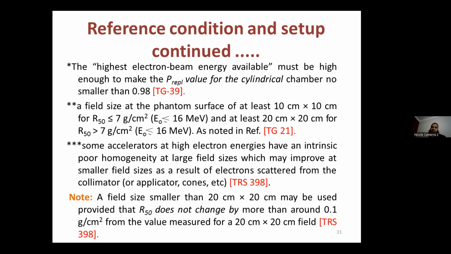I'm just writing the summary here. A field size smaller than 20 by 20 may be used, which I have actually talked about. That R50 doesn't change by more than 1 gram per centimeter square for the value of measured TPR50 by using a 20 by 20 cone. I mean to say, if you're using a 20 by 20 cone, you get your R50, and doing a 10 by 10 you get your R50. It shouldn't be more than 0.1 gram per centimeter square difference between these two measurements. Your R50 should be pretty close to each other, not more than 0.1 gram per centimeter square.